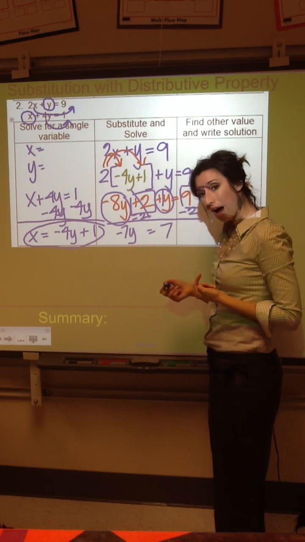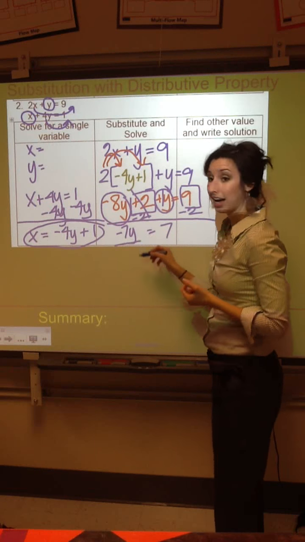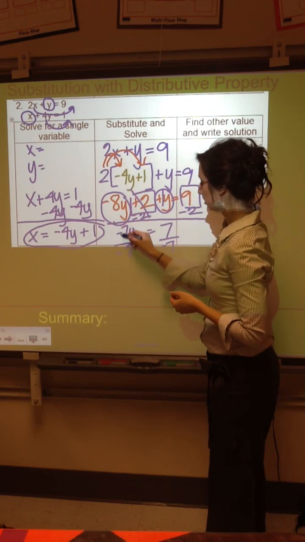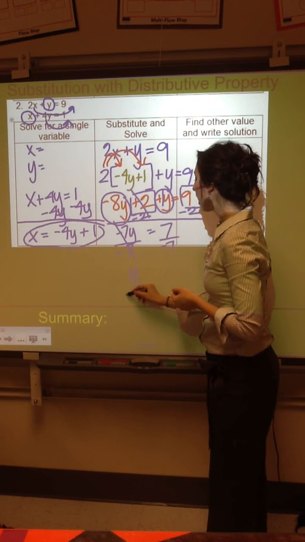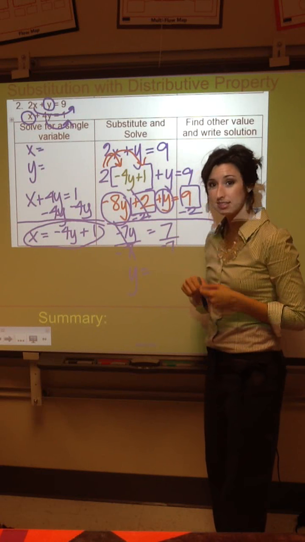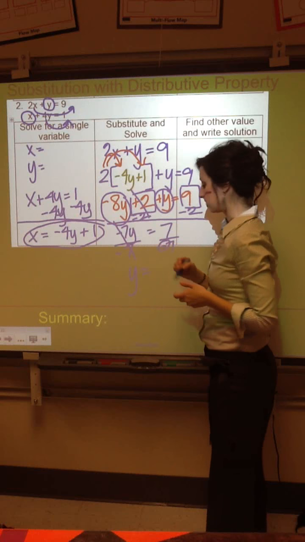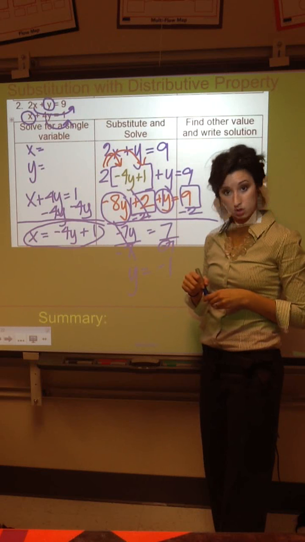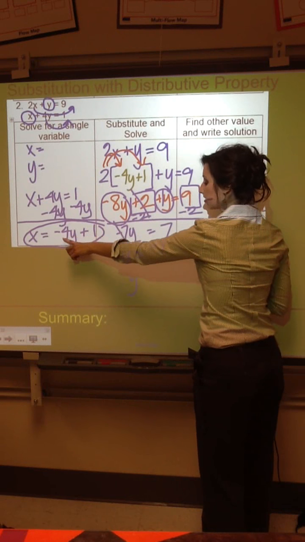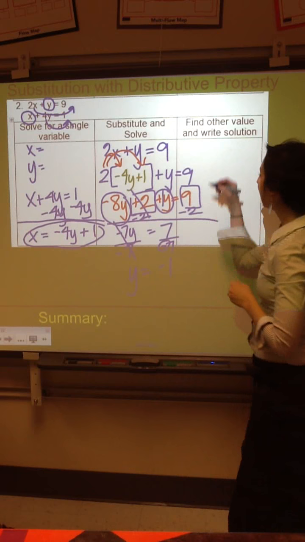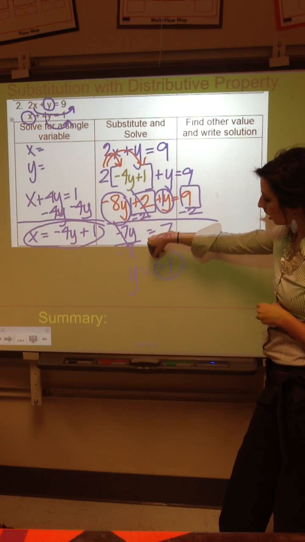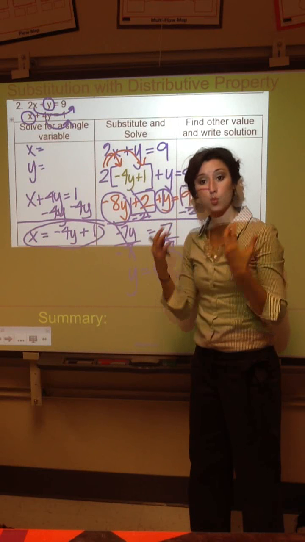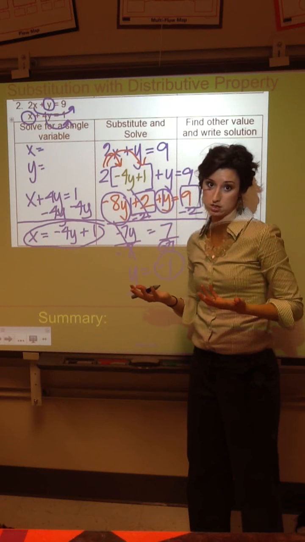Okay, so how do I get y by itself? Divide by negative 7, divide by negative 7, cancel. So y equals, well 7 divided by 7 is 1, but what sign is this? Negative. So y equals negative 1, okay? So now that I have x, and now that I have y, I need to plug my y number back in so that I find x and can write the solution in a coordinate point. Okay?